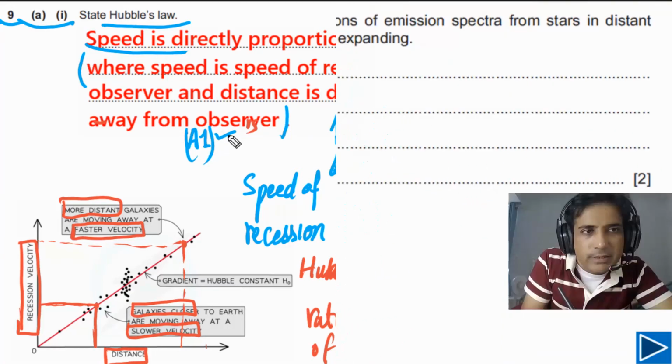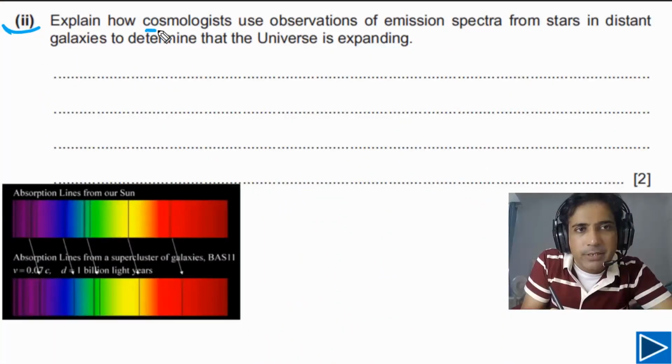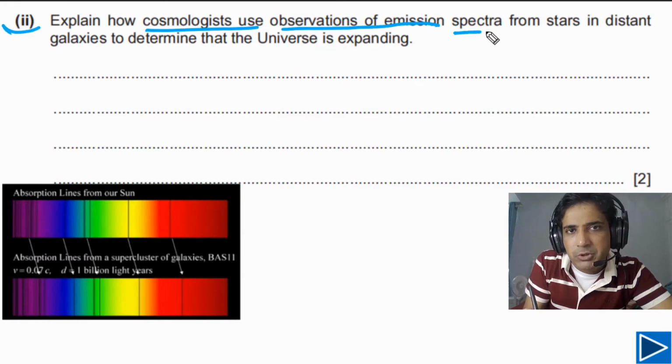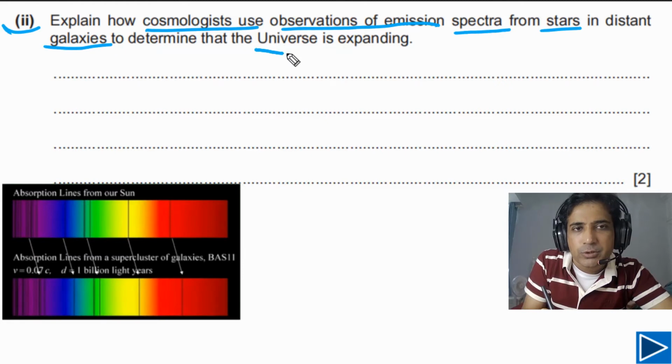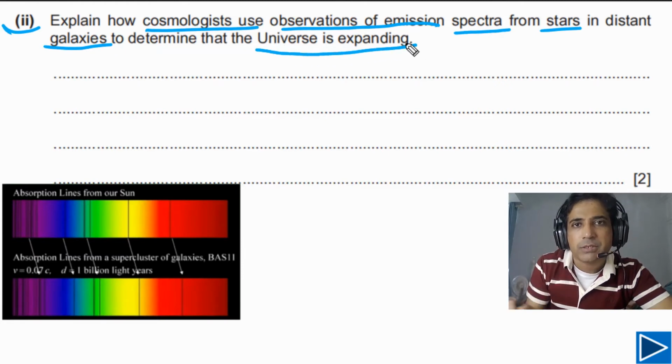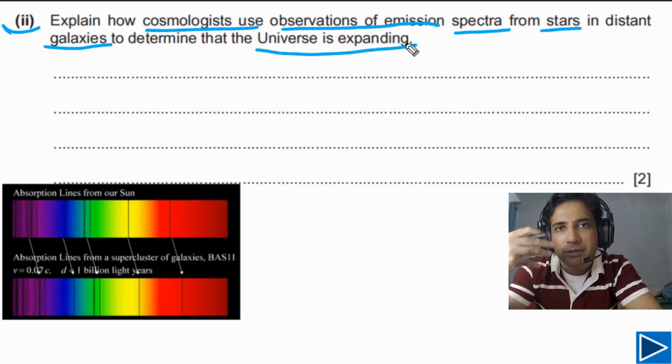For the second part, we need to explain how cosmology is Scientists use observations of emission spectra from stars in distant galaxies to determine that the universe is expanding. Very nice question. So simply the question is asking us, how do we know that the universe is expanding?